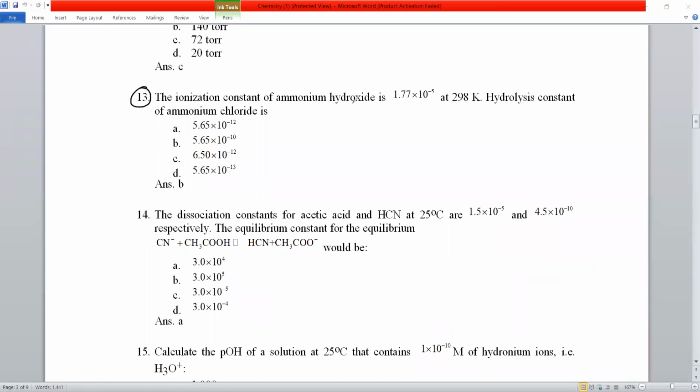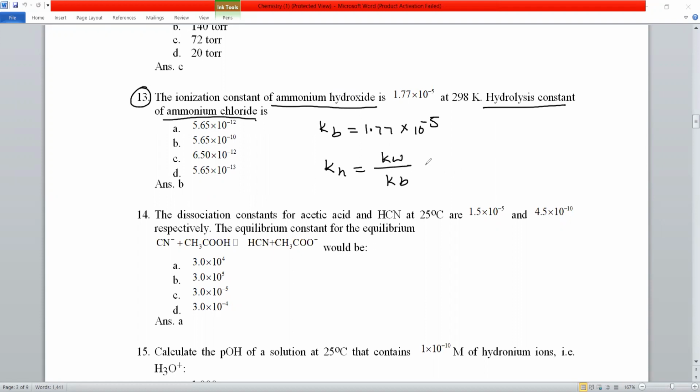The ionization constant of ammonium hydroxide. Ionization constant means ammonium hydroxide is a base, right? So Kb equals 1.77 × 10^-5. And the hydrolysis constant of ammonium chloride, hydrolysis constant Kh equals Kw by Kb, right?